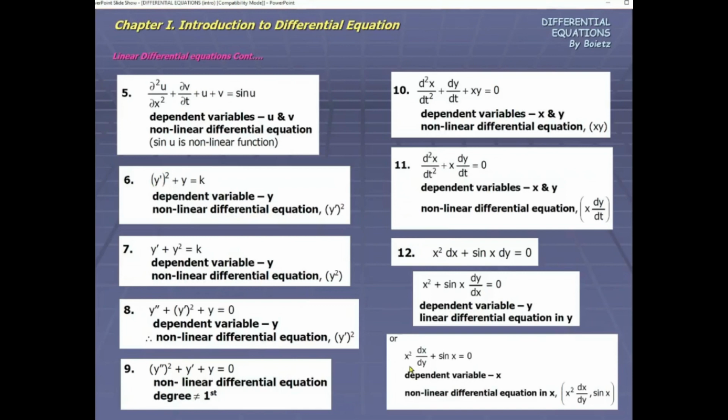How about this one? X squared dx over dy plus sin x equals 0. Dependent variable dito is x. So binaliktad kasi pwede naman natin ito i-divide sa dy. Ang naging dependent variable na rito, yung x. And therefore, yung x mo ay naka-square, tapos binultiply pa sa kanyang derivative, the dependent variable. At the same time, sin x is not a linear function, so therefore, hindi sila linear. So this is non-linear differential.